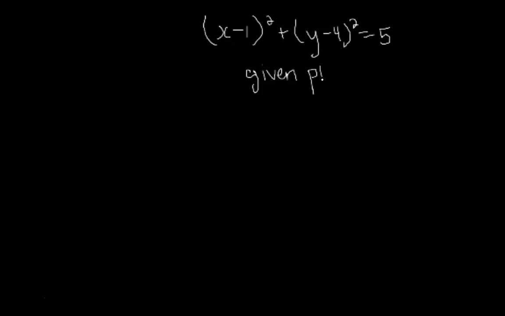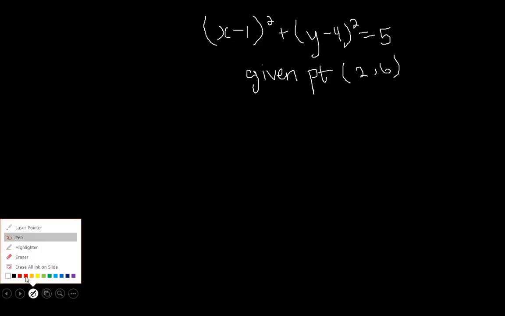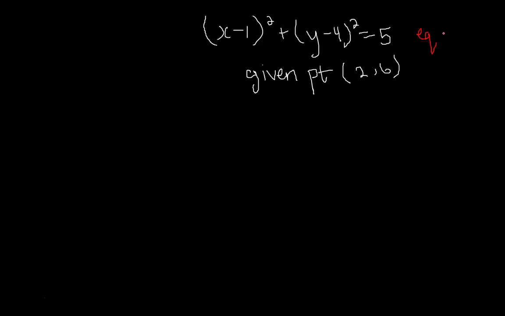So they told you that the circle has the equation (x minus 1) squared plus (y minus 4) squared is equal to 5. They also told us that the normal passes through this point, so I'll just put given point, which is (2, 6). The aim, remember, is to find the equation of the normal. I'll put capital N for normal. That's what the question wants us to find.